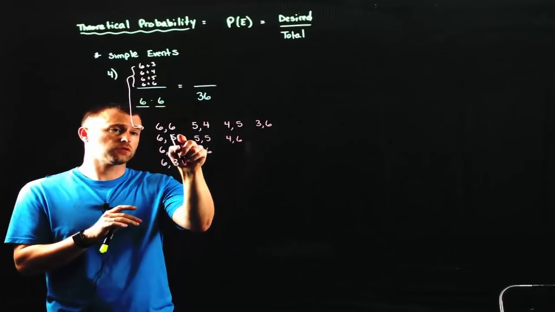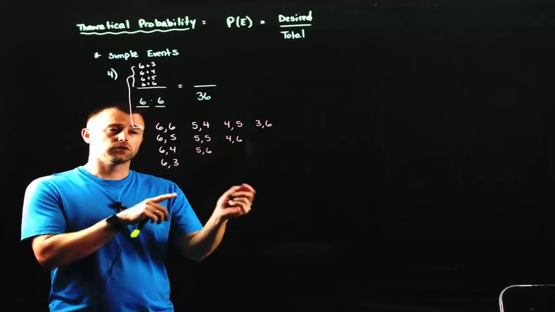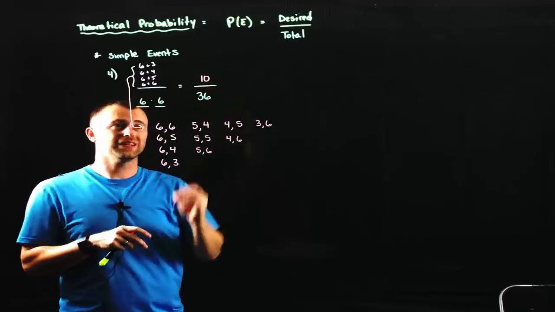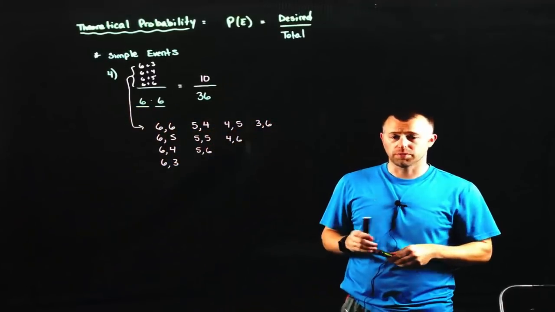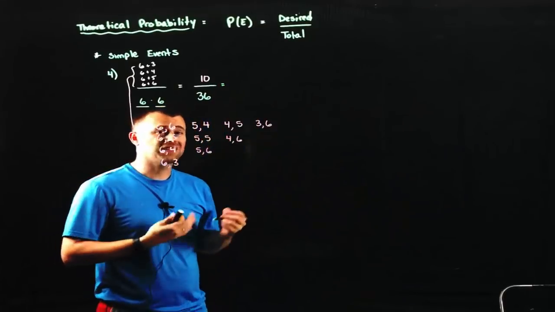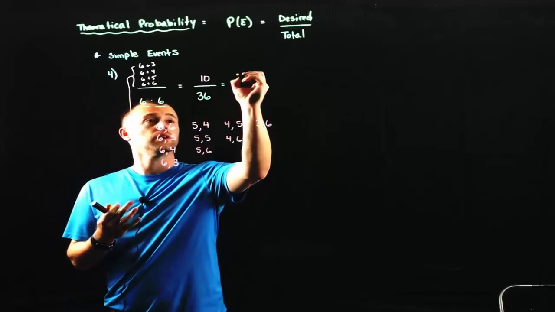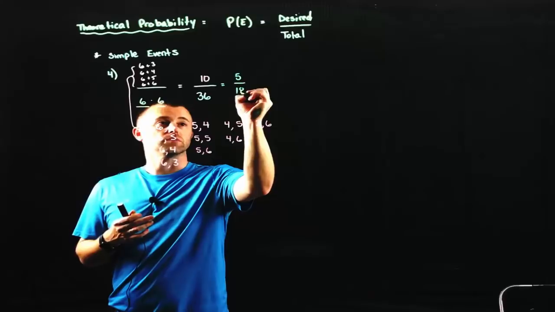So you take a look at all these options. I have 1, 2, 3, 4, 5, 6, 7, 8, 9, 10. So my numerator is going to be 10. All you have to do at this point is simplify that probability. You have 10 over 36. You can divide the top and bottom by 2, so that would be 5 on top and 18 on bottom. And that's going to be your probability.